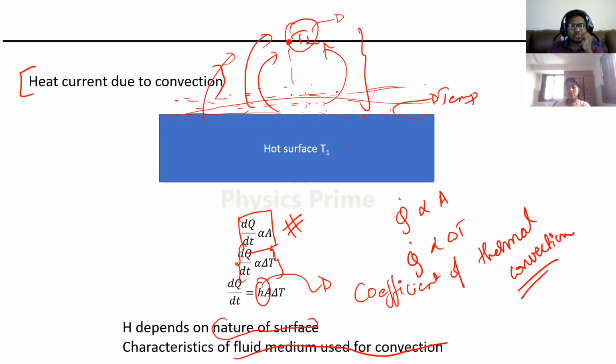It will have some value for different surfaces. For a different surface and fluid combination, you will have a different H there. Got it?